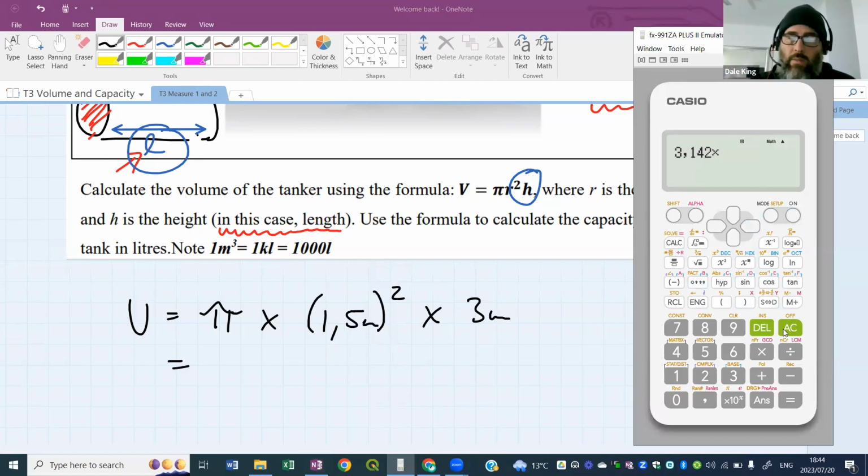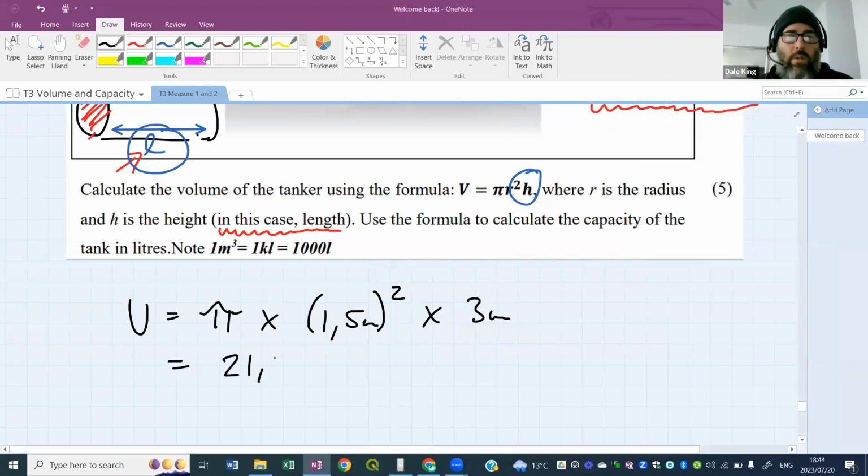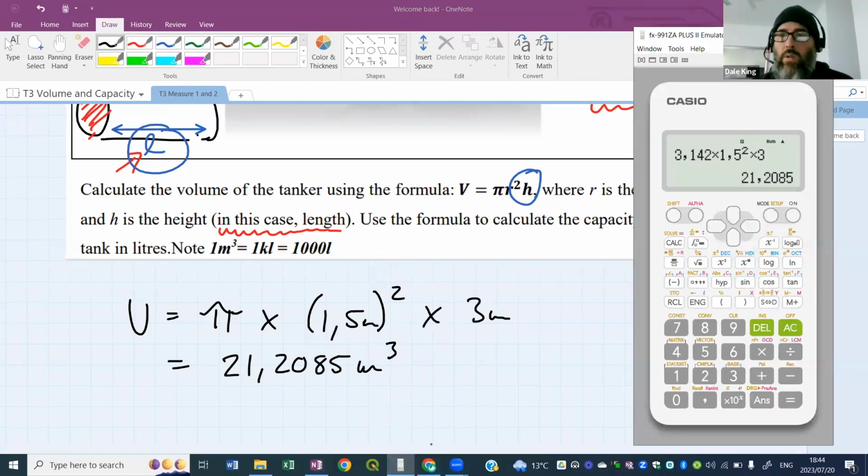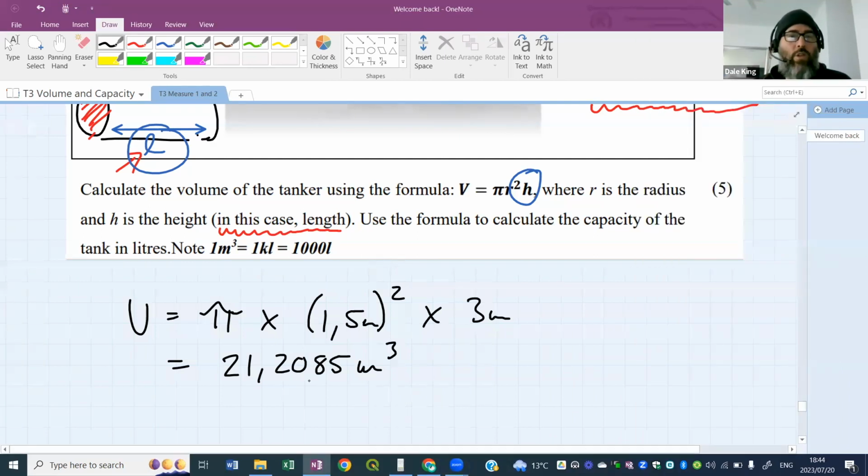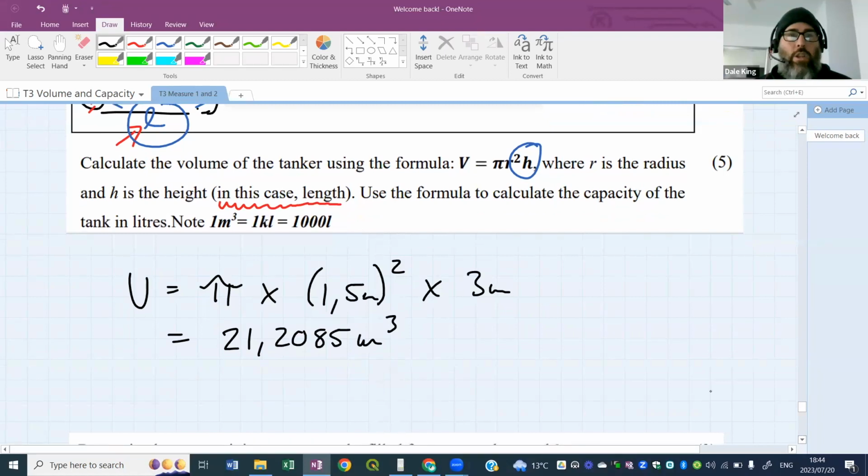3.142 times 1.5, and this is to the power of 2. And then I times by 3, and that gives me 21.2085. I'm going to write this out in full: 21.2085 meters cubed. Okay, I don't want to chop that off. You only round off at the end of the answer. Right, so that's my volume in meters cubed.